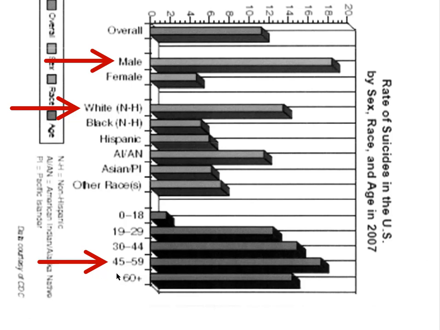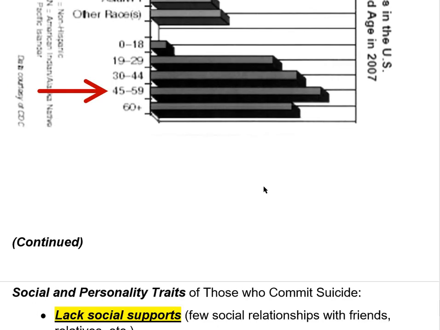The age group that has the highest suicide rate are those individuals 45 to 59. Decades ago, it was the elderly, people that were over 60. These days, for whatever reason, it has shifted, and it's the solidly middle-aged people, ages 45 to 59. So, if you think in terms of questionnaire demographics, these are the groups that are most at risk for suicide.